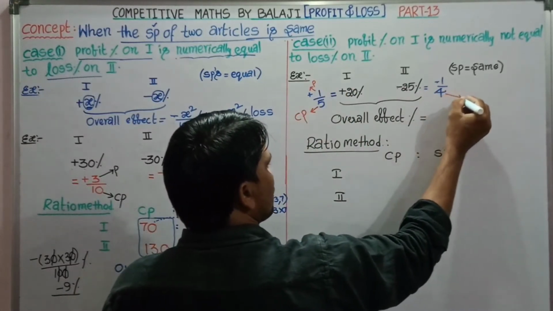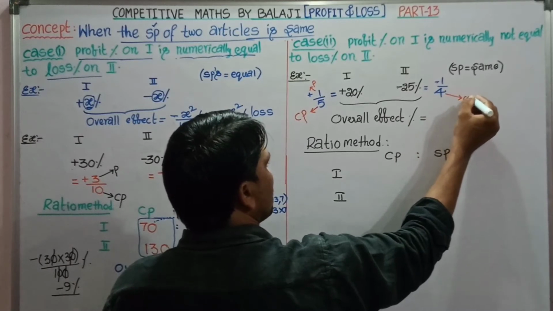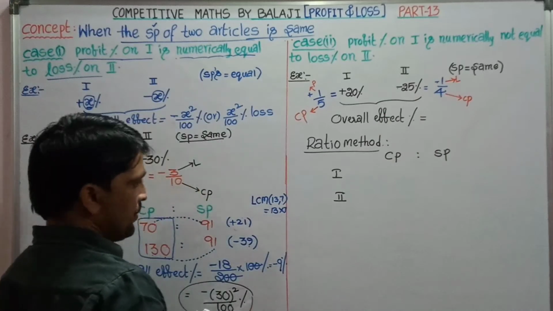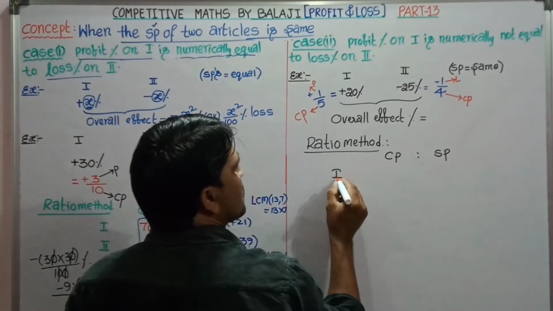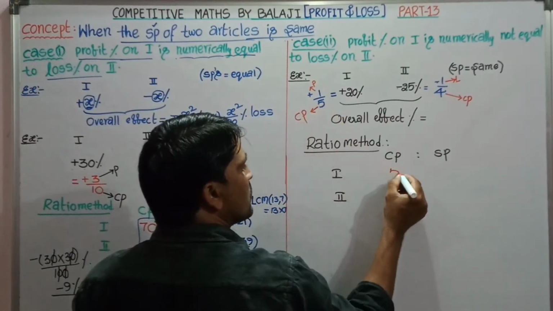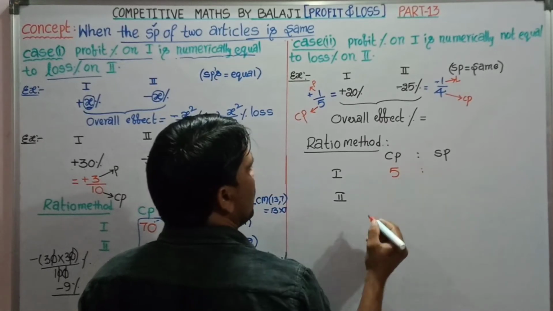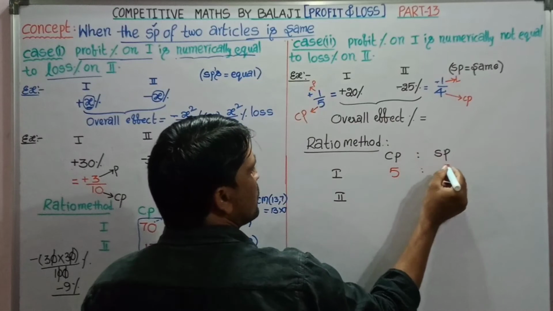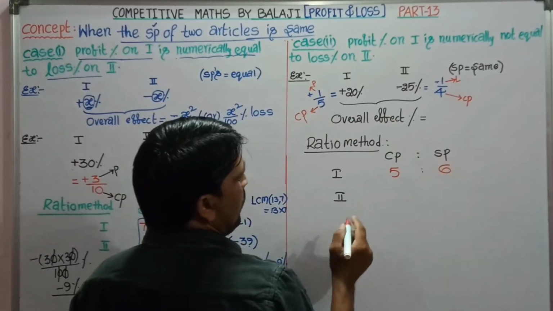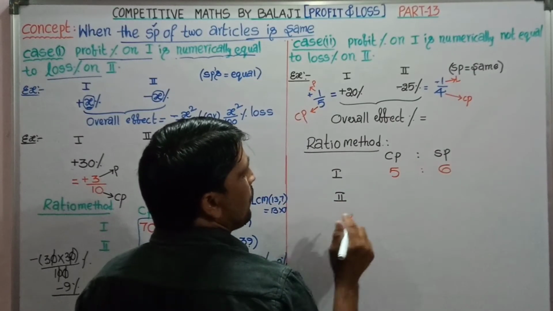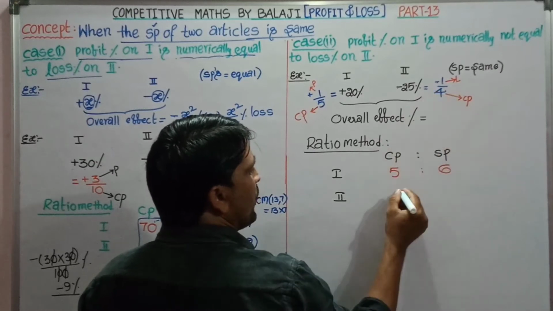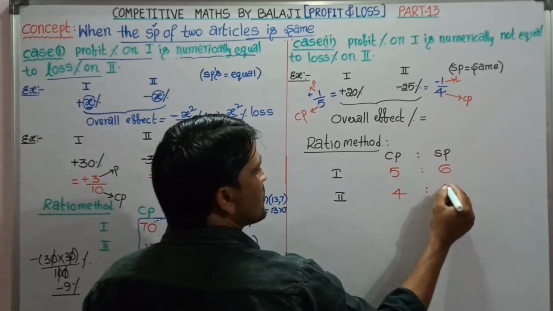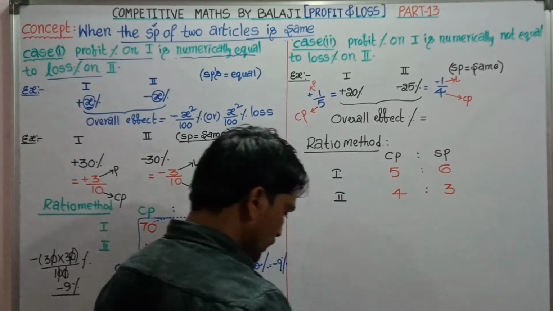Here, the cost price of the second pen is 4 units. Then loss is 1 unit. Now, the cost price of the first pen is 5 units, and selling price is cost price plus profit, 5 plus 1, 6 units. And for the second pen, cost price is 4 units, loss is 1 unit, so selling price is 3 units.